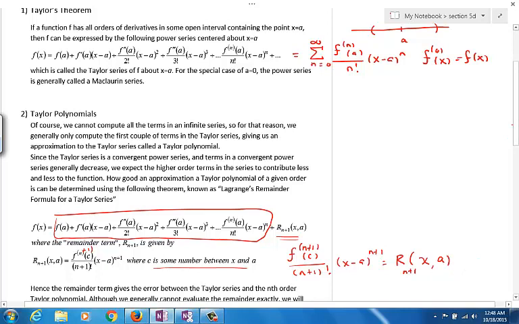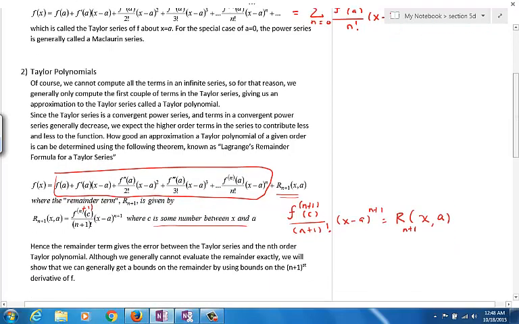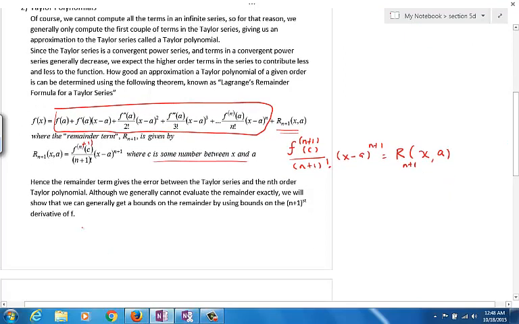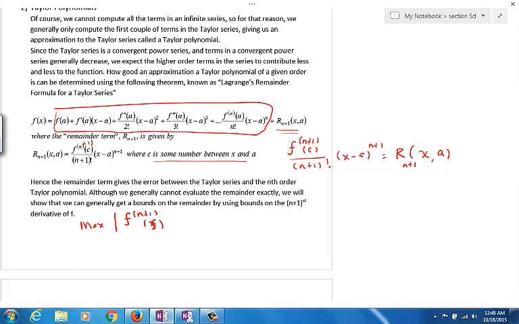Now, this tells us the exact value of the difference, but notice that generally we don't know what c is. c is some number between x and a, and we have no way of finding out what it is. So what we try to do is get a bound. We go ahead and find the maximum of the n plus 1 derivative, and I'm going to write this with c.